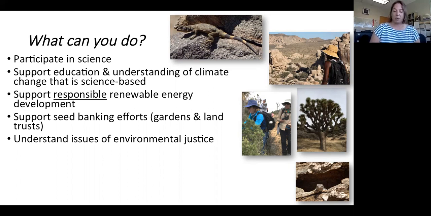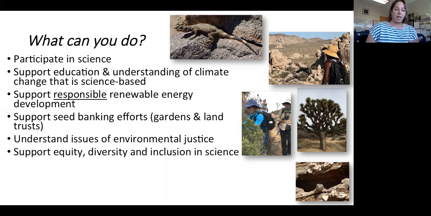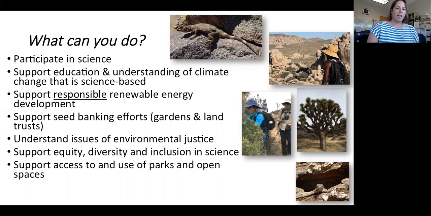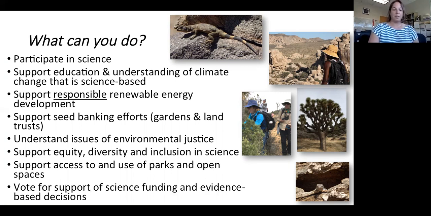Understanding issues of environmental justice: we're talking about Joshua trees, but remember, climate change also differentially impacts different communities. So understanding how it might impact people who can't afford the higher AC bills and so forth is really important, and supporting those groups as well. Supporting equity, diversity, and inclusion in science. We definitely need all the voices in the room. So lifting people up who are underrepresented in science is really important. So supporting that effort and supporting access to parks and open spaces as well.